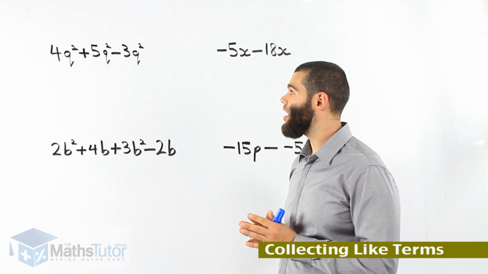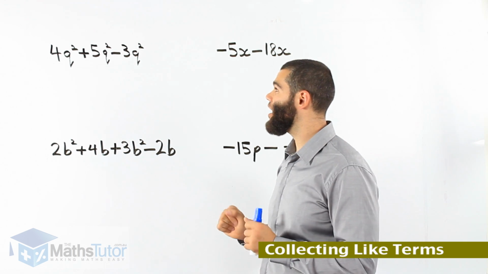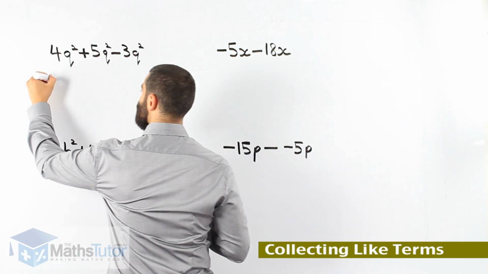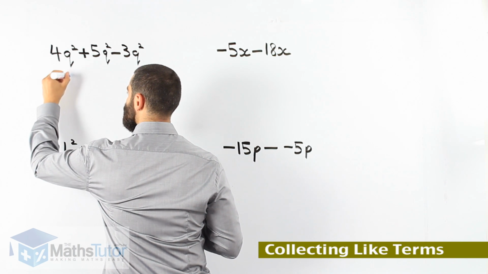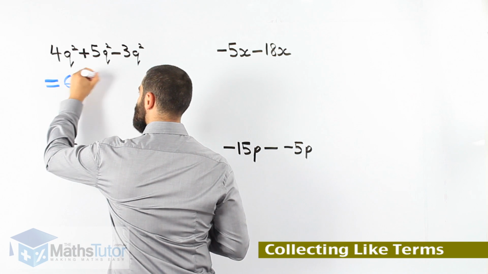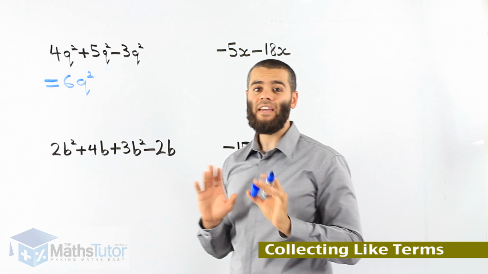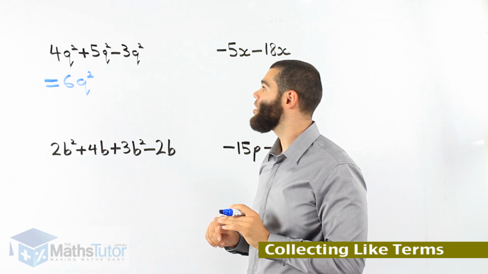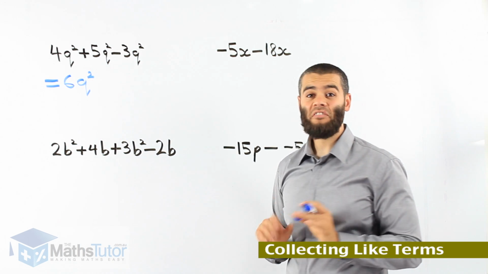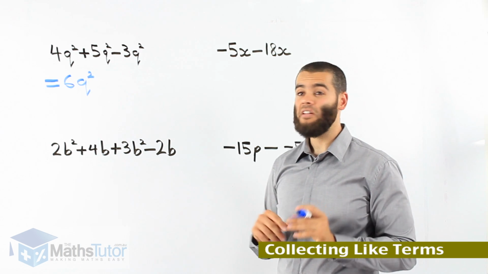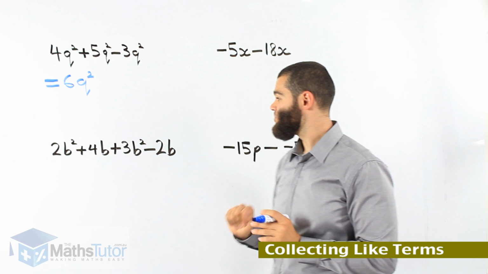4q squared plus 5q squared. 4 plus 5 is 9. 9 take away 3. 6. Q squared. Very important not to forget the squared. We have to write the pronumeral the same way it appears in the question. So 4q squared plus 5q squared is 9. 9 take away 3, 6q squared.